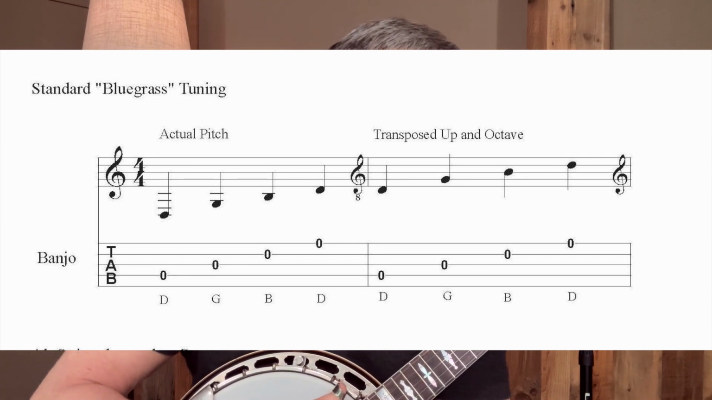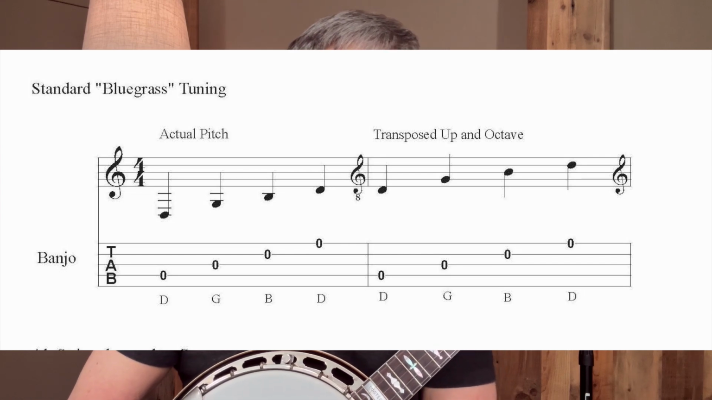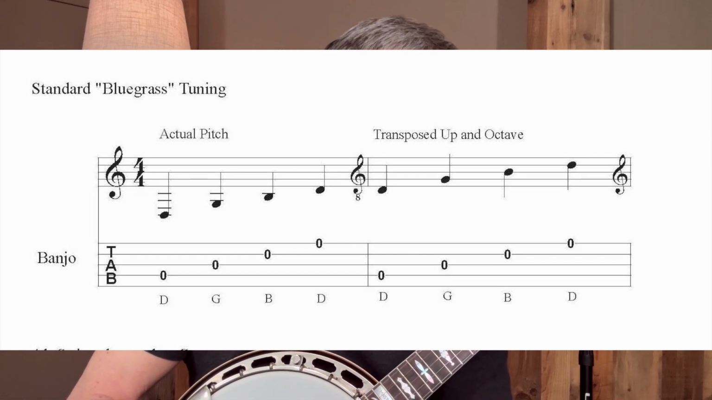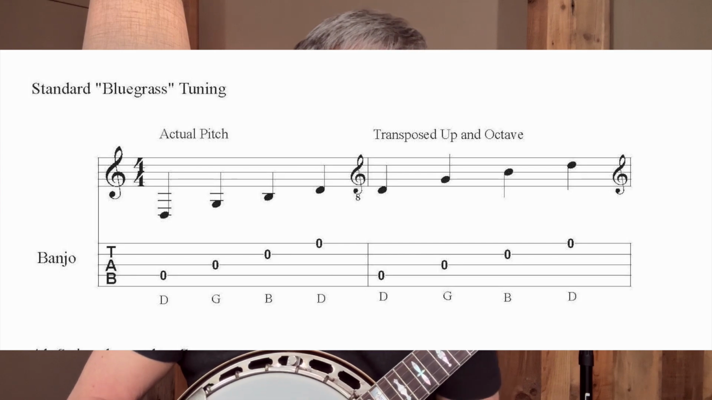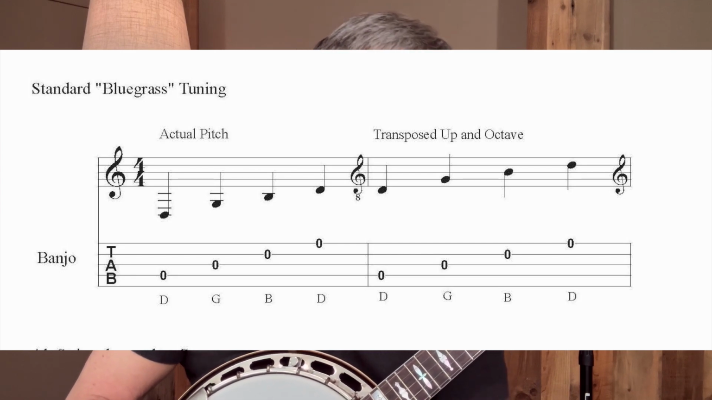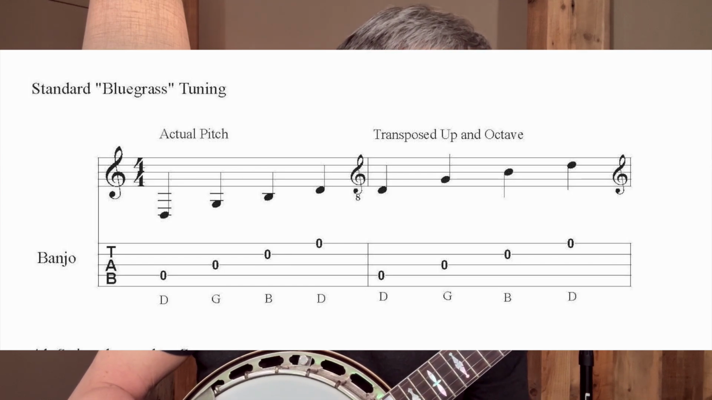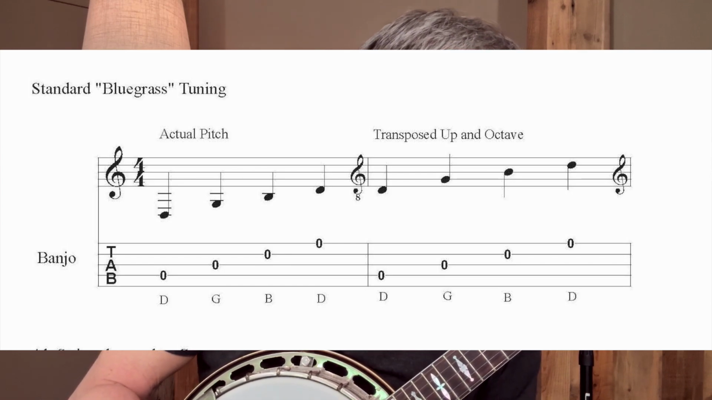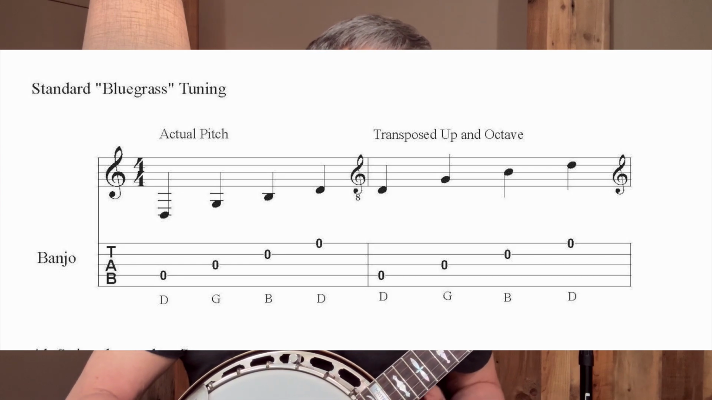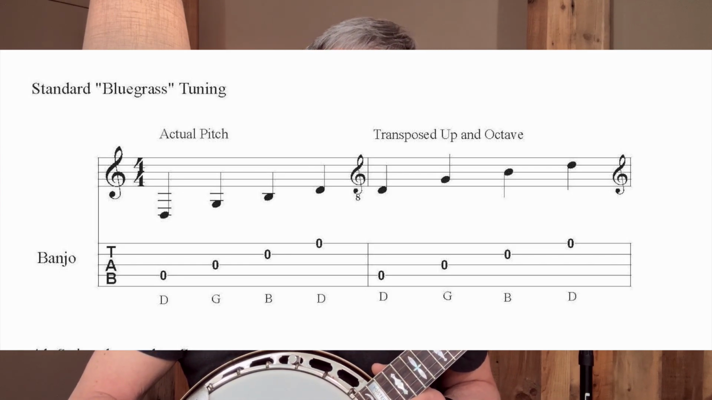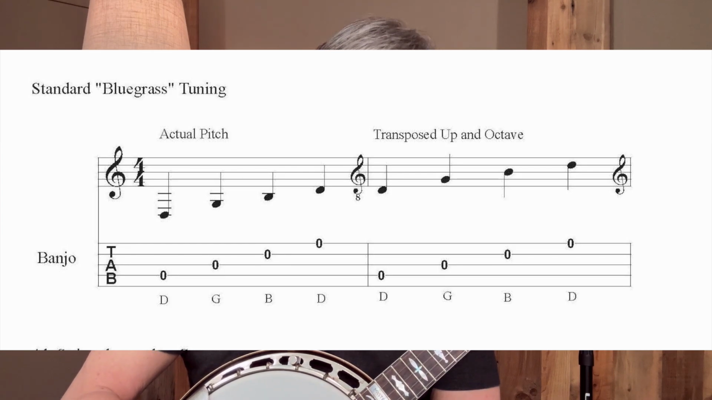And you can see how these notes fall pretty much below the treble clef. And that's what I was talking about as far as the actual pitches being hard to read. So if we transpose these notes up an octave, which we do for banjo notation, on the right-hand measure, you'll see the same notes, but they actually fall on the treble clef. So this would be the same notes transposed up an octave in this right-hand measure. D, G, B, and D.